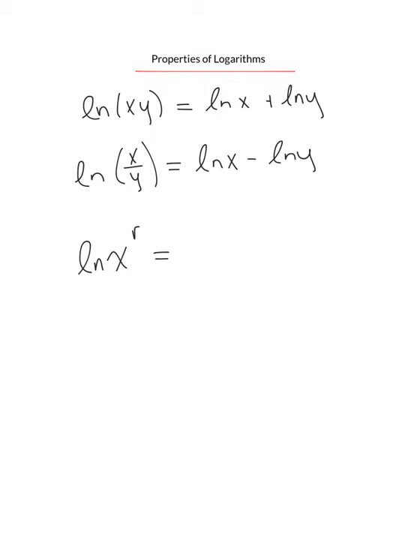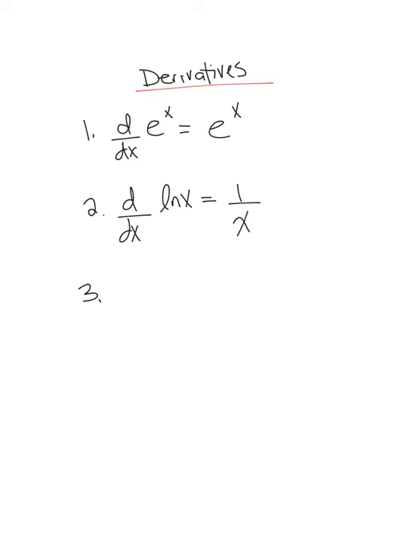And finally, if we have ln of x to the power r, that r can go down and we're going to be getting r ln x. So just to quickly refresh your memory about those derivatives that we've talked about already. So the derivative of e to the x is simply e to the x. The derivative of ln of x is 1 over x. And we're going to be adding a new one in here.